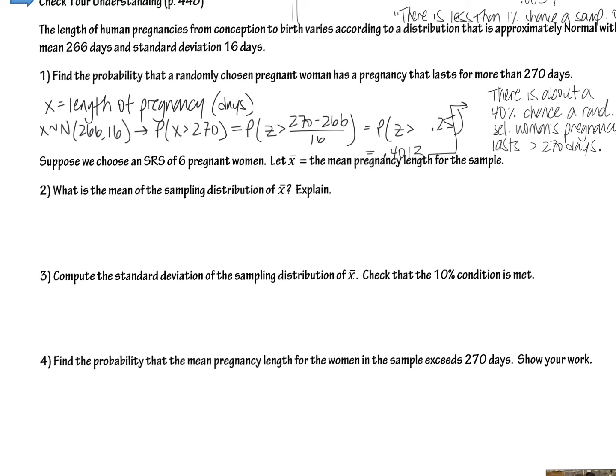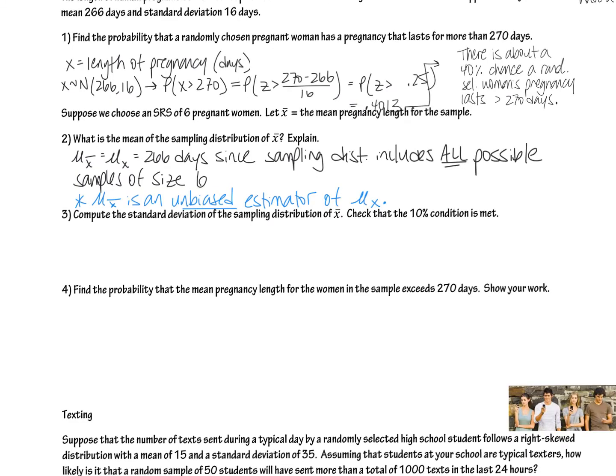Some of the samples will have a larger mean. Some of the samples will have a smaller mean, but when you take every single possible sample of 6 pregnant women, the mean is going to be exactly the same as 266. So I'm going to write that out. So here's the right verbiage or lingo that you need to get down. Make sure you're paying close attention to these symbols here. The mean of all of the samples, the X bar, is the same as the mean of every single possible X.